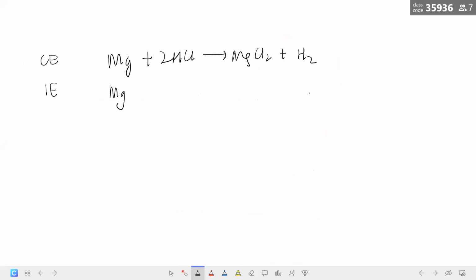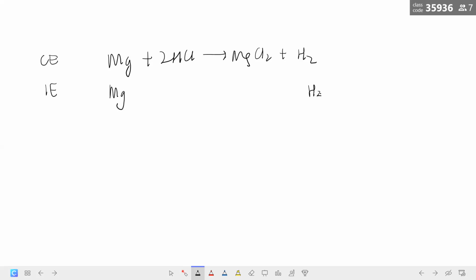So basically, first you just write the chemical equation between magnesium and hydrochloric acid. So it will be Mg plus 2HCl gives MgCl2 plus H2. So that's your chemical equation. Then when you're doing the ionic equation, you can ignore the solid, liquid, and gas. In this case, the solid would be magnesium and the gas would be H2, so we can ignore both of those. And we can focus on hydrochloric acid and magnesium chloride.